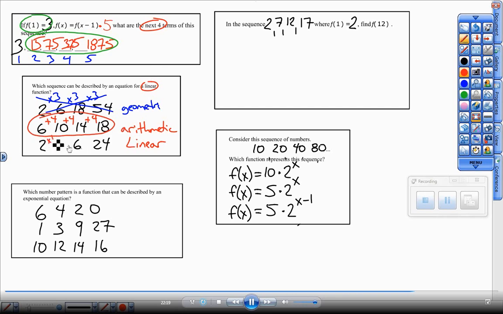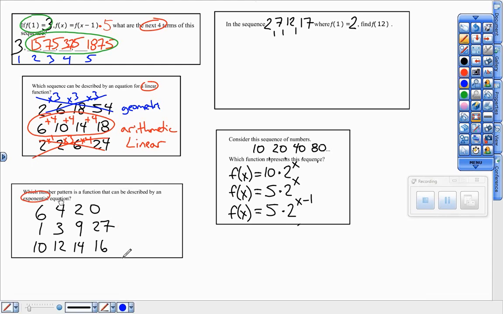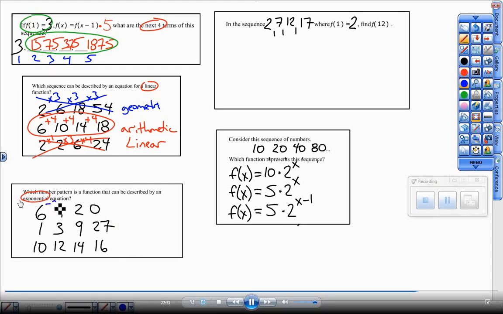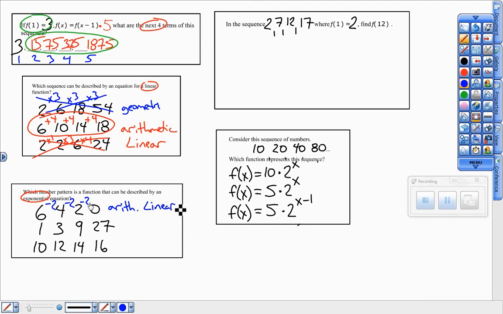This one is neither linear or arithmetic or exponential. No good. Next one, exponential, means which one is geometric, which one is your timesing one. This top one going down by 2, arithmetic, not geometric. Do not pick that one. That is not exponential. It's not geometric.